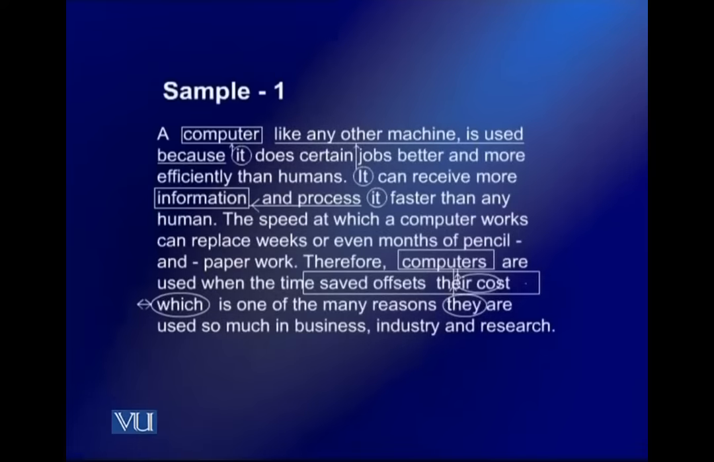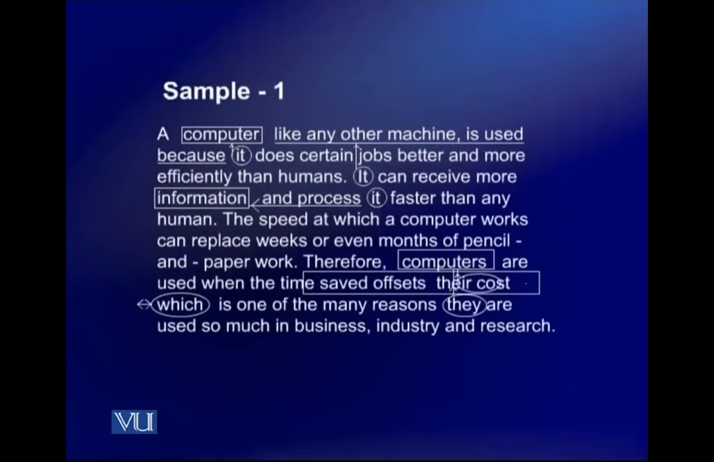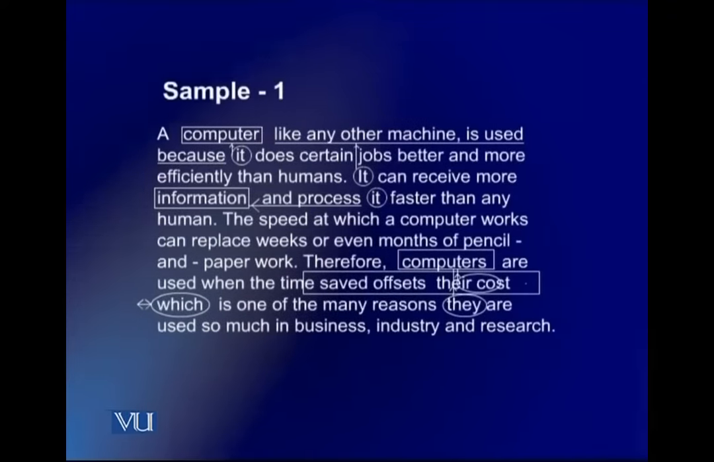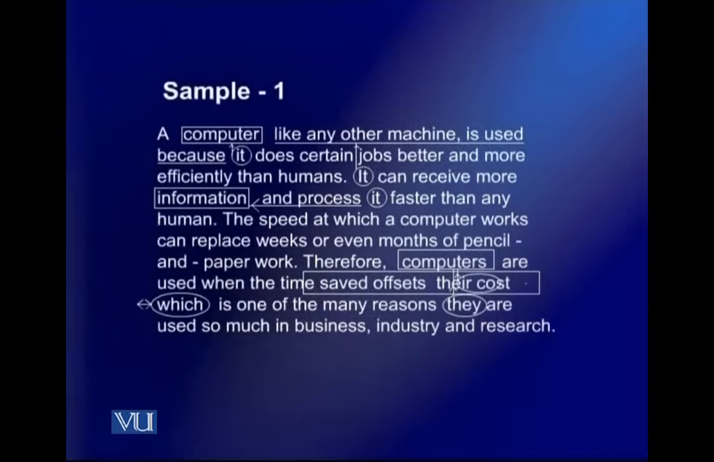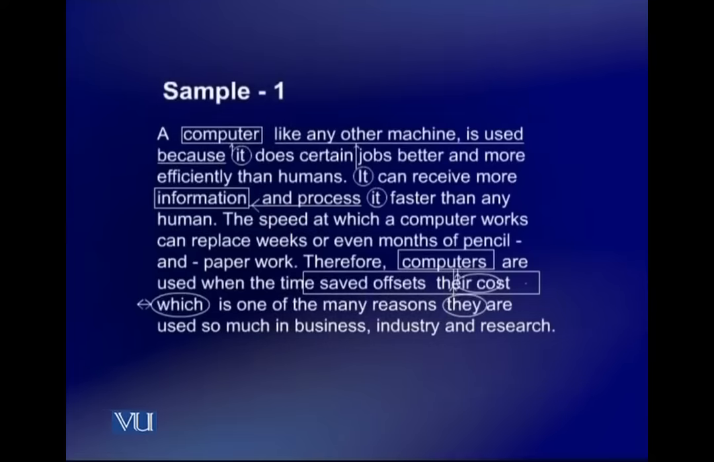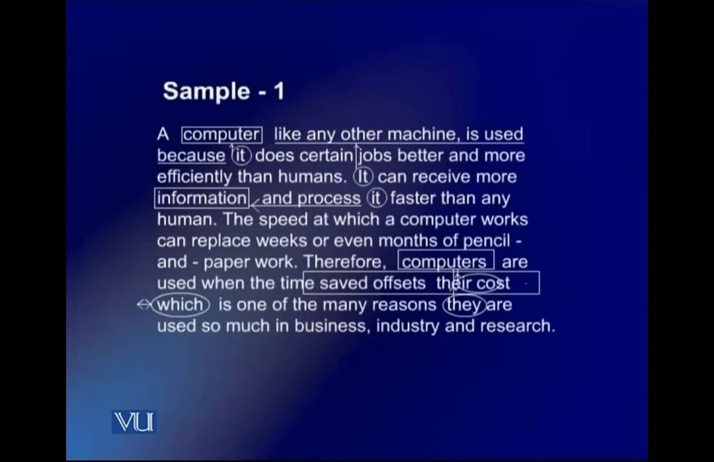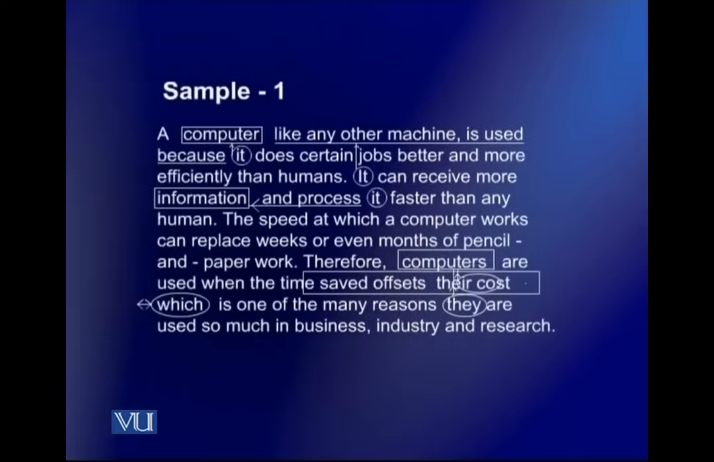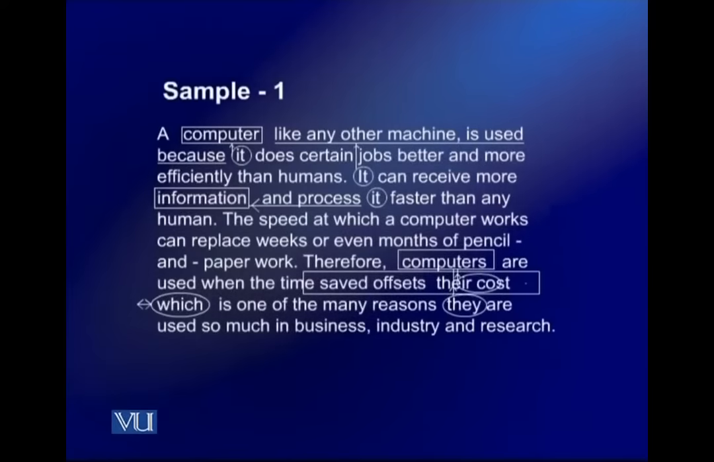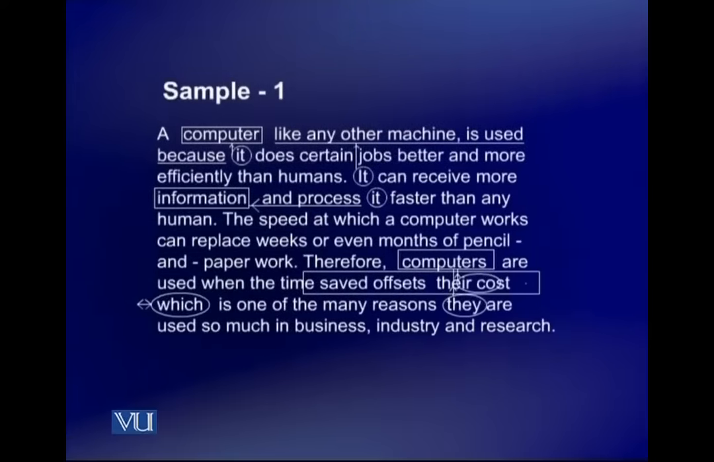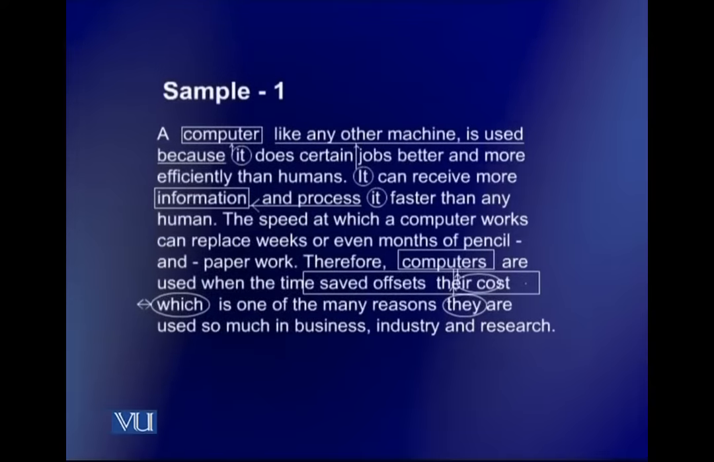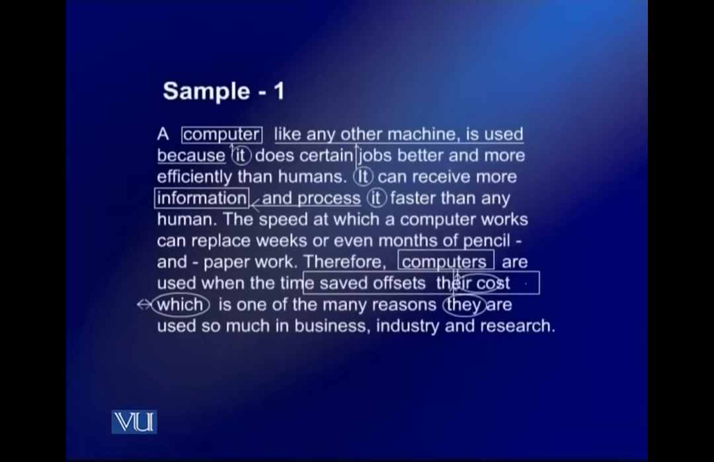Now, you will notice that in this paragraph, again, there are certain words that are boxed and certain words that have been circled. Now, notice the first "it." What does it refer to? It refers to the word computer. The second "it" refers to the phrase "like any other machine." Now, the third "it" refers to the word "information."